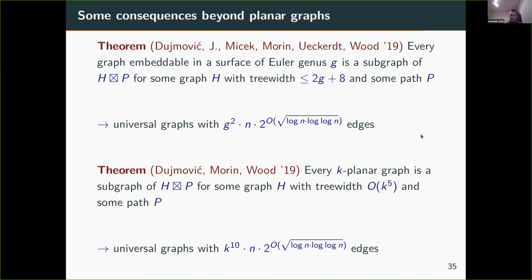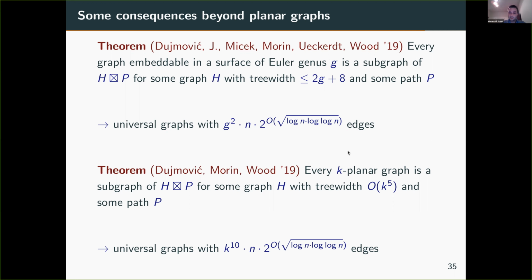So that's what allows us to get a near linear bound for planar graphs. And it works for any class of graphs that has this type of product structure theorem. So this includes graphs that you can embed on a fixed surface. Once you have the result for planar graphs, it's not difficult to show that graphs with Euler genus g are subgraphs of H times P, where H has treewidth roughly linear in g. So we get universal graphs with a near linear number of edges in that case.